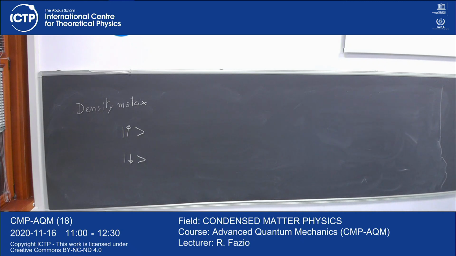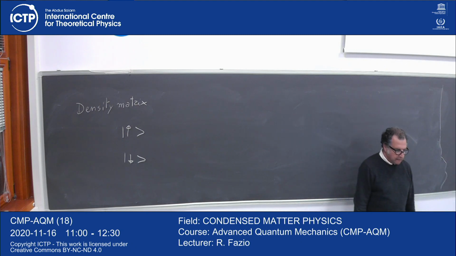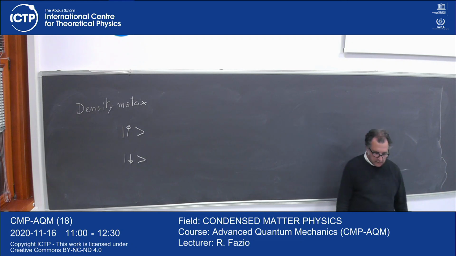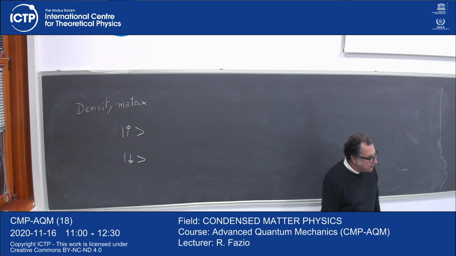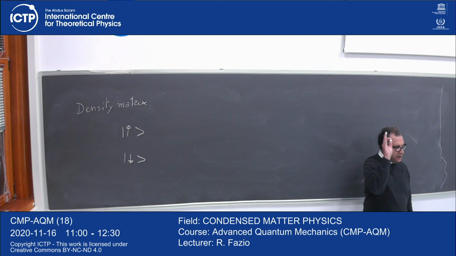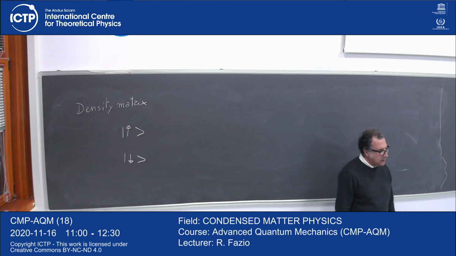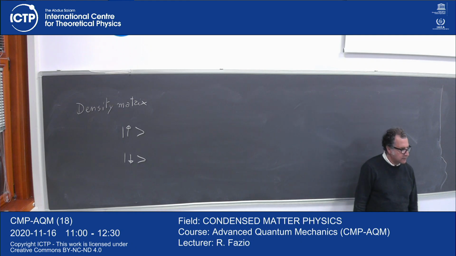So if I tell you, look, I'm going to do the following experiment. With probability 1/2, I will prepare the spin up. With probability 1/2, I will prepare the spin down. Can you tell me what is the associated density matrix? Yes, you can tell me. Now, what is it?